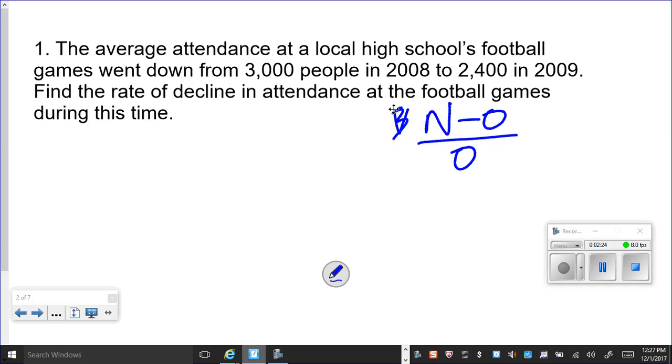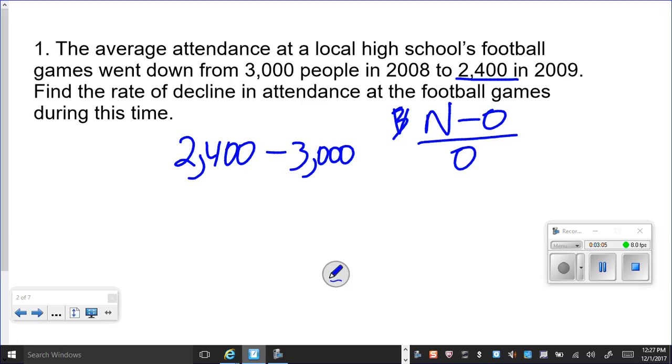All right, the average attendance at a local high school's football game went down from 3,000 people in 2008 to 2,400 in 2009. Find the rate of decline in attendance at the football games during this time. So what's the new number there for the attendance? The new attendance would be the one with the latest date. So I would go with 2,400. So we'll have 2,400 as our new price, and our original or old would be the 3,000. What words help us to figure it out? It says the school's football games went down. So it started at the higher population and it went down.